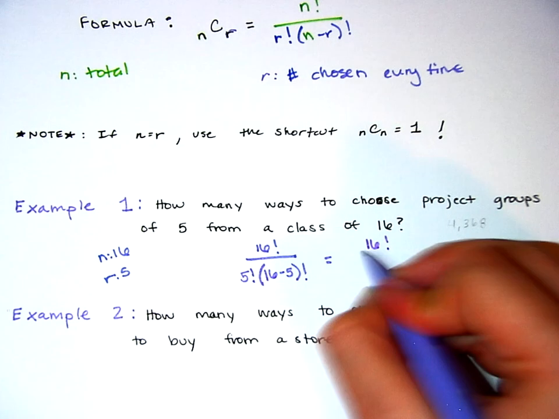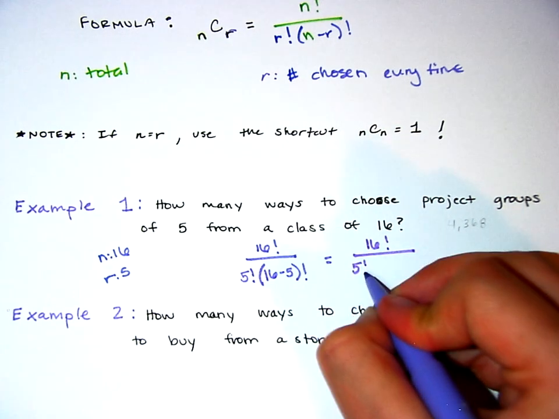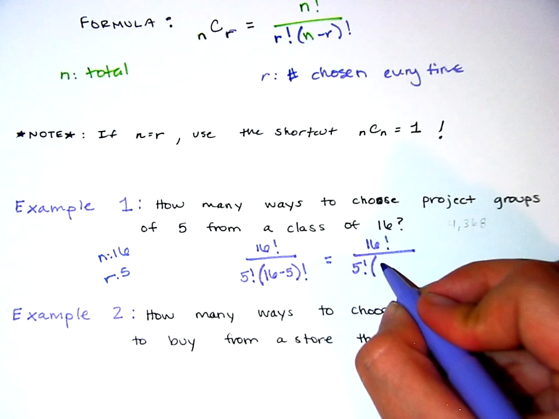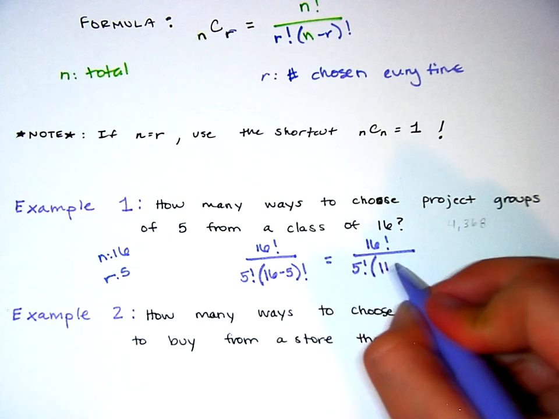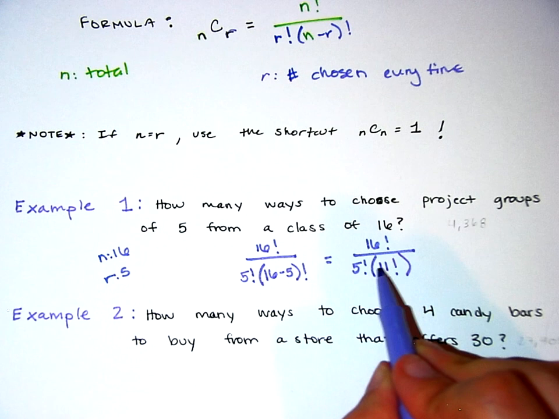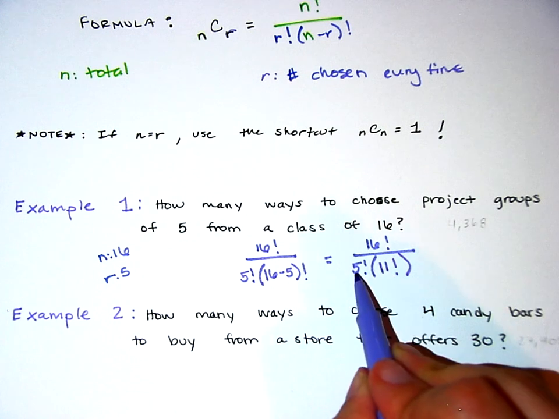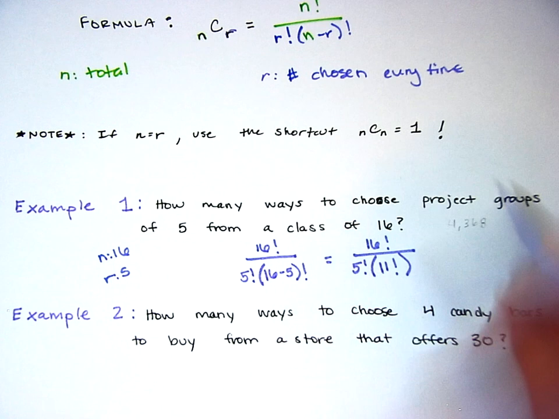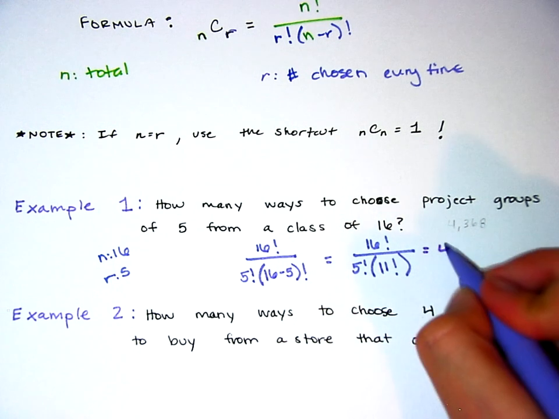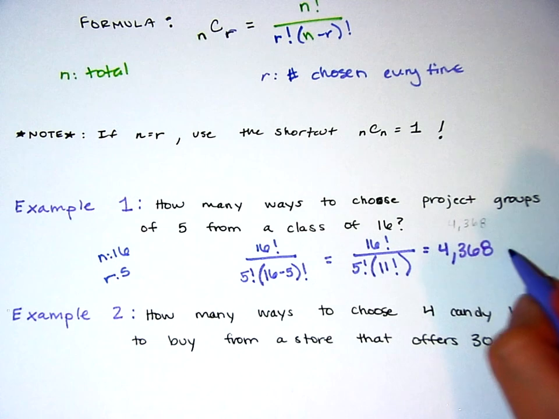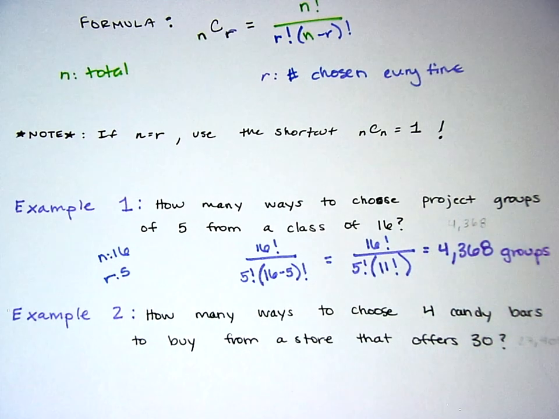So let me simplify this a little just to show you the math that's going on here. This is 16 factorial over 5 factorial times, and then 16 minus 5 is 11 factorial. Make sure you do not multiply the 5 and the 11. Do these separately. This is 5 factorial, whatever number you get, times 11 factorial, whatever number you get. Okay? Once you divide, you get 4,368. So that's how many groups you can make of 5.